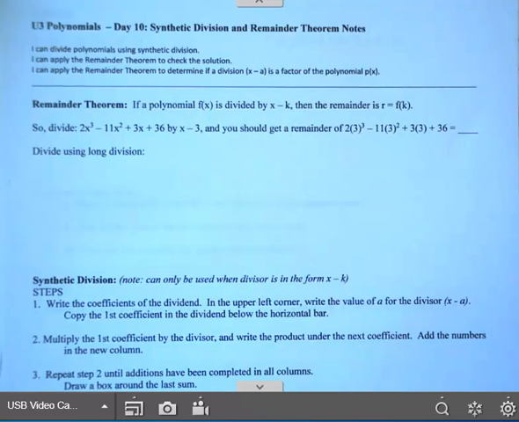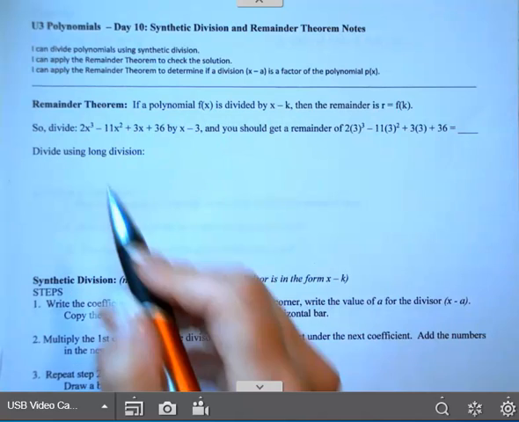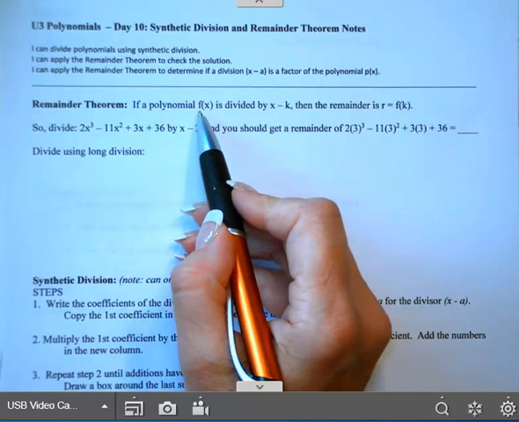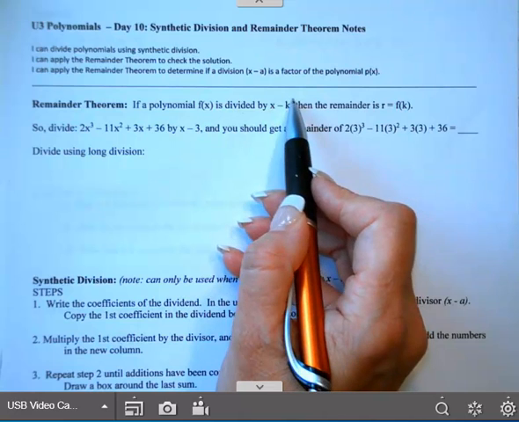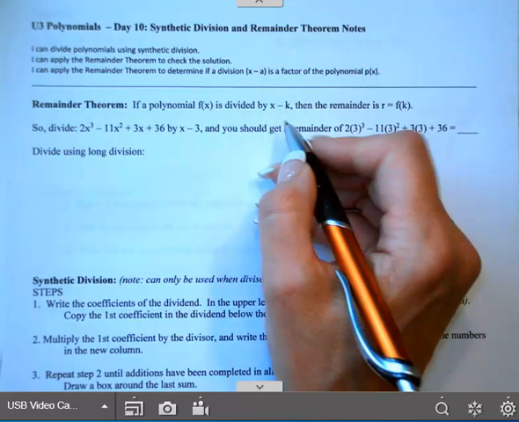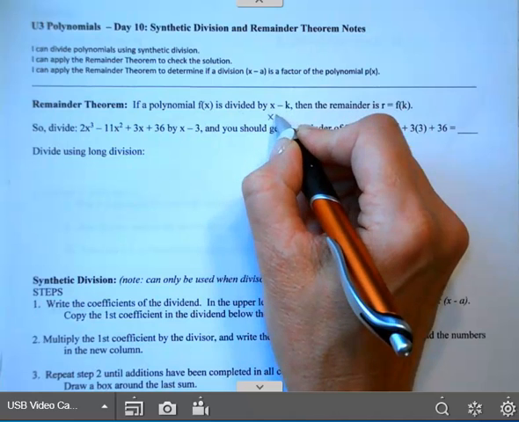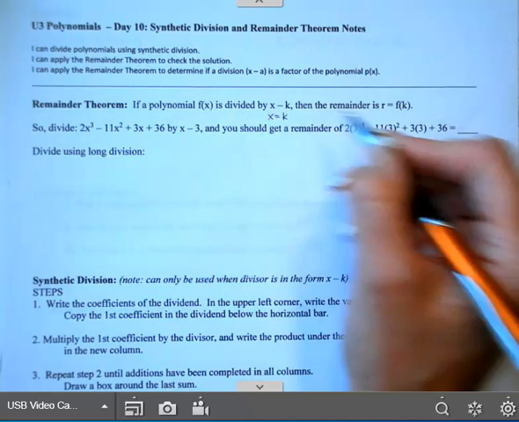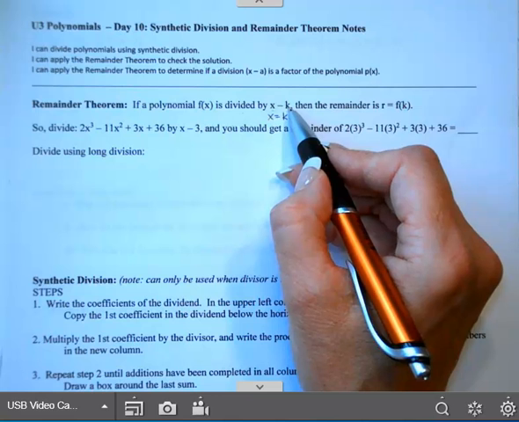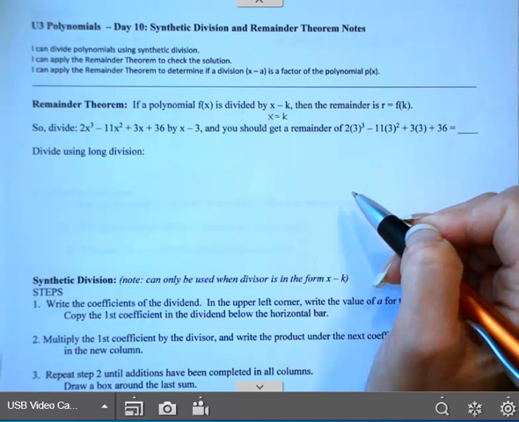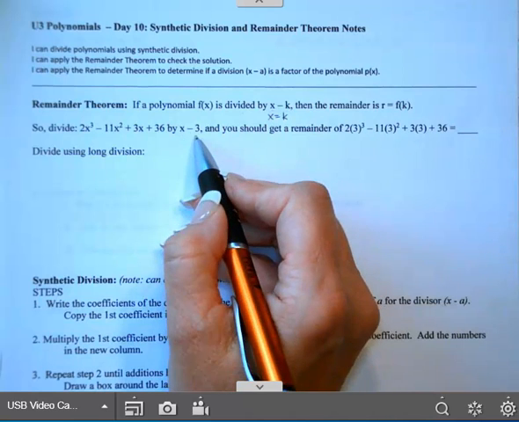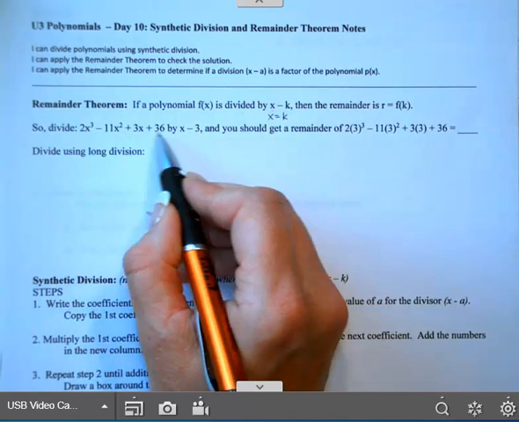Today we're going to look at another way to do long division if you're dividing by a linear factor. The remainder theorem states if a polynomial f of x is divided by x minus k, so this is my divisor, what makes your divisor 0 in this case would be x equals k. So dividing it by x minus k gives you a remainder. You can also get that remainder by plugging in k, which is 3 in this case, into this polynomial.